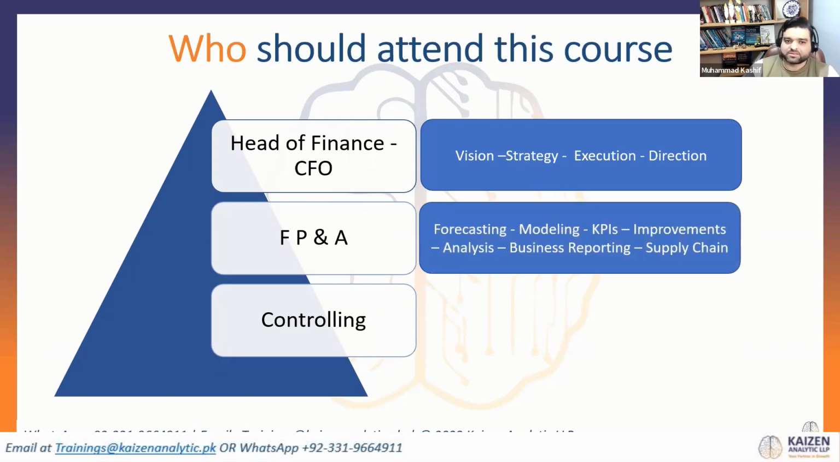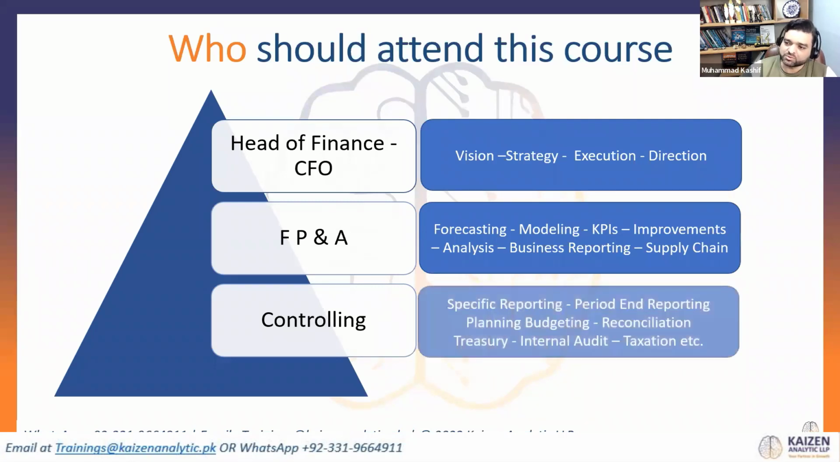Now come the FP&A roles. They can involve forecasting, modeling, KPI improvement, reporting, and analysis. There are certain things which are required by professionals working in these roles. Then there are controlling roles, which involve more specific reporting, for a specific role like accounts payable or accounts receivable. It can be related to a period. There is budgeting, reconciliation, treasury, internal audit, and taxation. There are a lot of things they are doing.